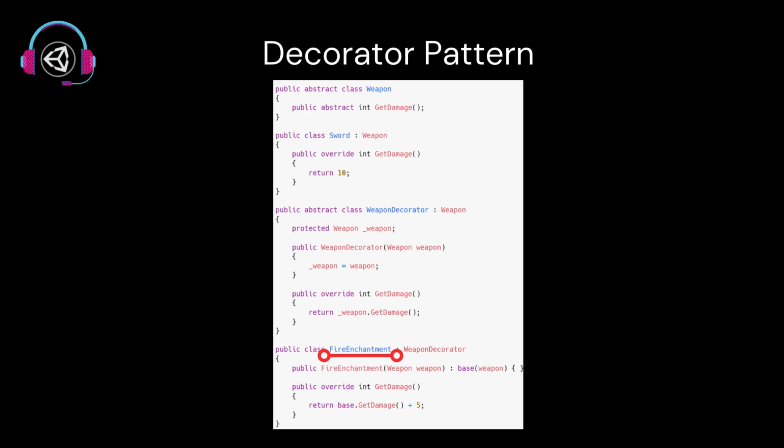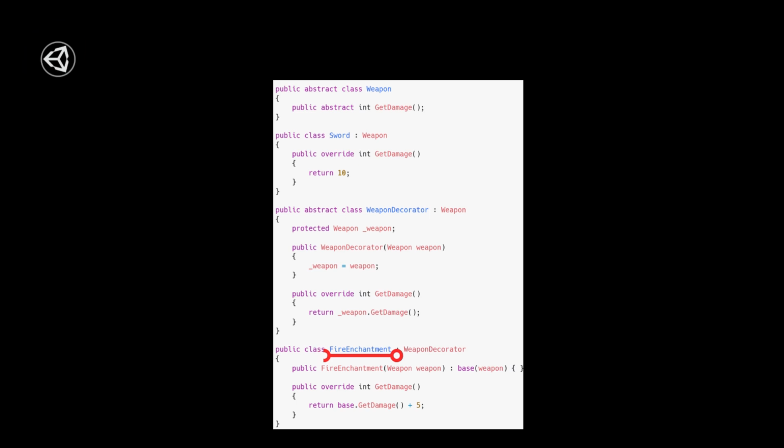This pattern allows for dynamic behavior modification. You can create multiple decorators, like poison enchantment, ice enchantment, etc., and combine them in different ways to build complex objects without changing the original weapon class. In Unity, the Decorator pattern is helpful for games where you want to add additional attributes or abilities to objects, like weapons, without modifying their core functionality.